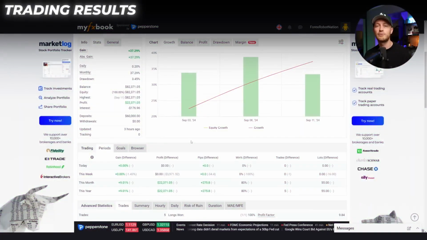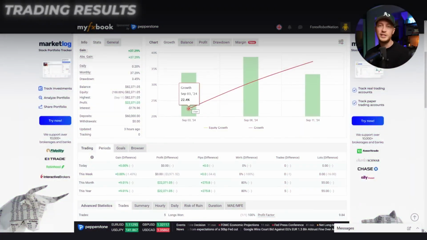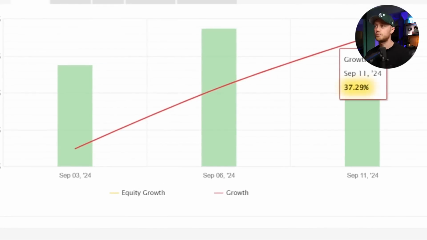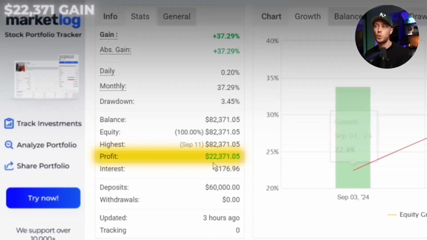Now let's go into my trading results for the past 2 weeks using these 3 swing trading strategies. You can see it went very, very well. 37.29% gained. That's a $22,000 gain on this live trading account.